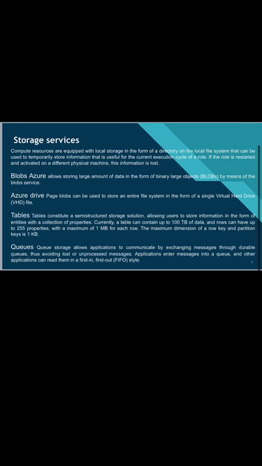Queue storage allows applications to communicate by exchanging messages through durable queues, thus avoiding lost or unprocessed messages. Applications enter messages into a queue, and other applications can read them in first in, first out style, that is FIFO. In the core infrastructure of Microsoft Azure, we have App Fabric, which is a comprehensive middleware for developing, deploying, and managing applications on the cloud.